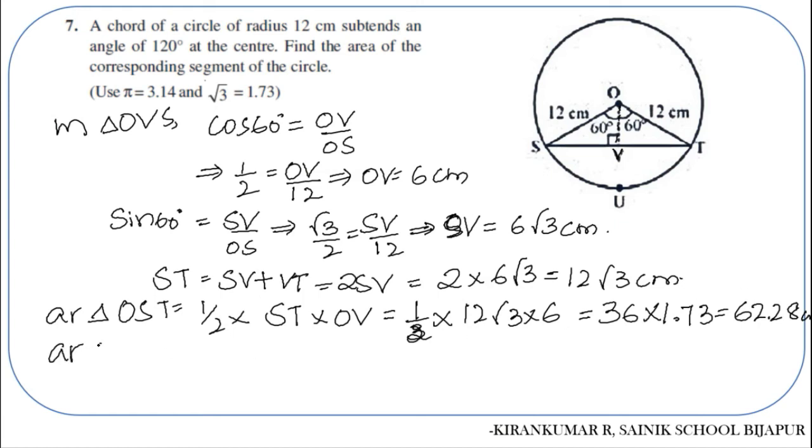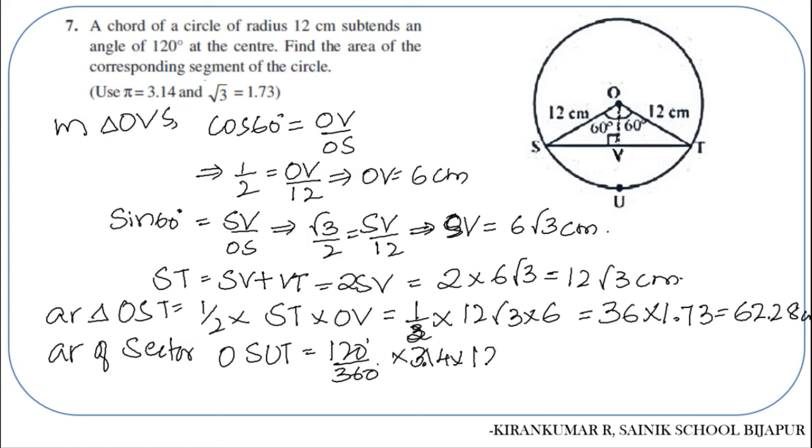Now I'll find out area of sector OSUT. This will be 120 degree upon 360 multiplied to pi r square. Pi value 3.14 into r square is 12 into 12. 120 3 times is 360. So 1 by 3 into 3.14 into 12 into 12, we get 150.72 centimeter square.